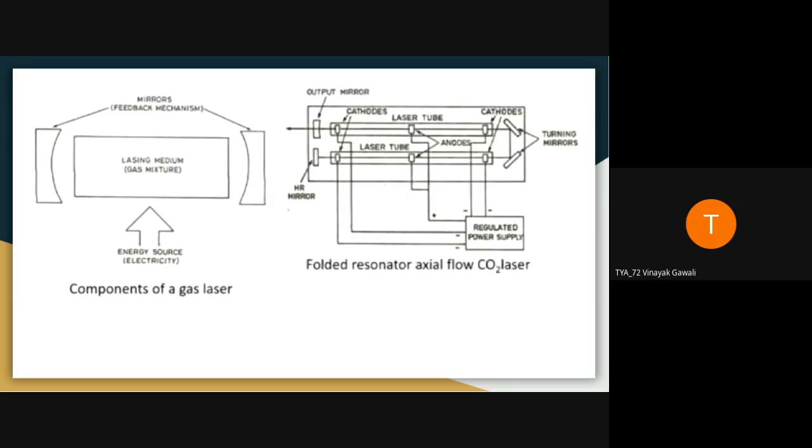Now you can see we have the energy source. Okay, basic.